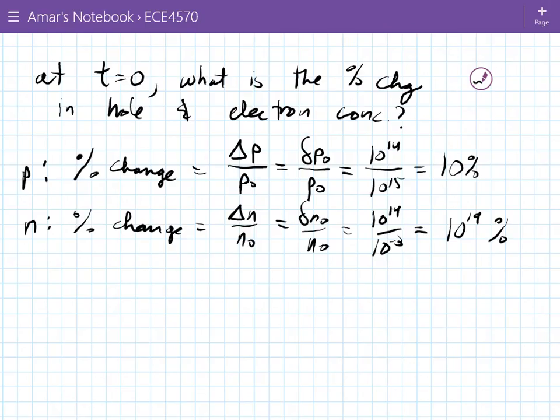So I do want to make one point of distinction here. The absolute number of electrons and holes that were created are the same, because delta n is equal to delta p, right? When we're talking about the percentage change, the change from the original number to the new number, the amount that was changed, so these percentage changes that I just calculated, there's a very big difference here. All right, the majority carrier concentration changed by 10%, which is not that much, but the hole concentration changed by a very large fraction. Does that answer your question?